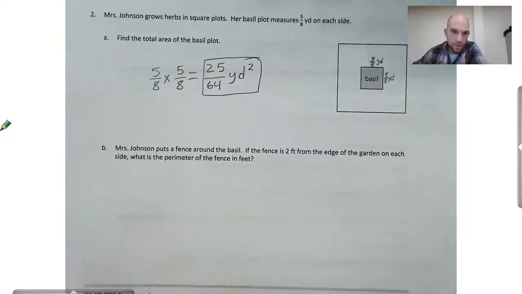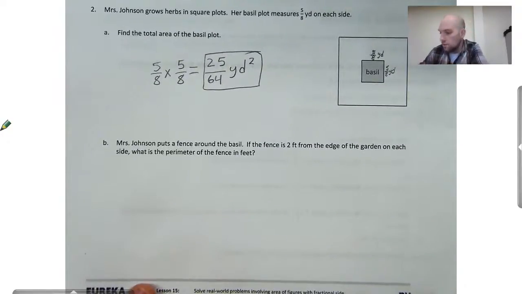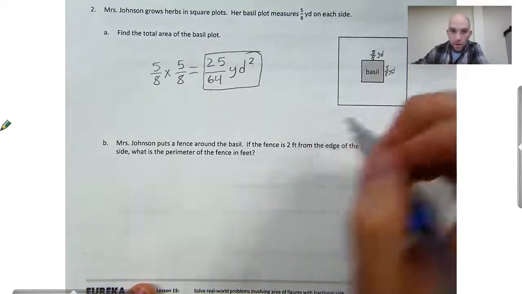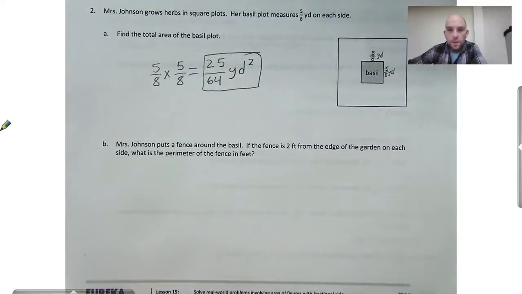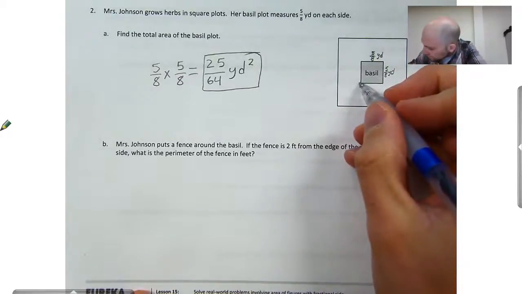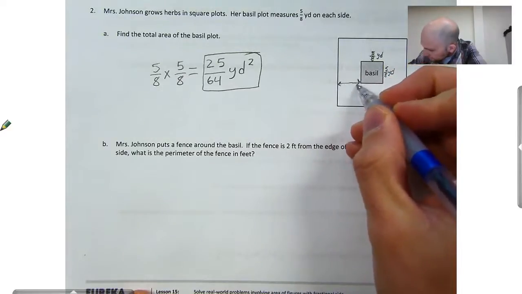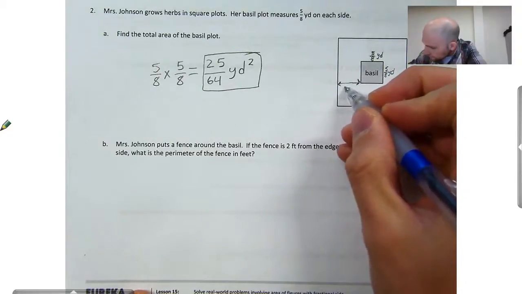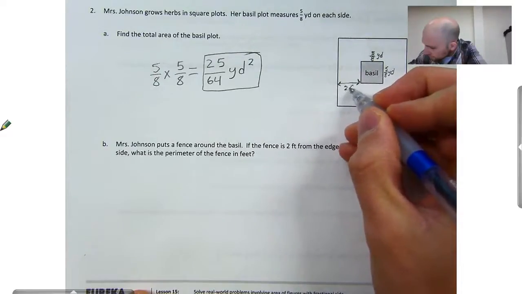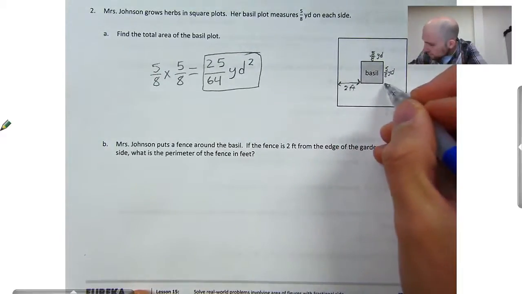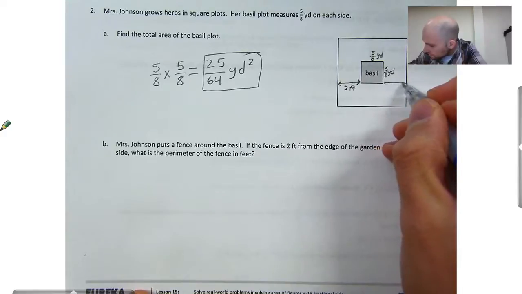It says Mrs. Johnson puts a fence around the basil, so that's this big square around the little square. The fence is 2 feet from the edge of the garden on each side. What is the perimeter of the fence in feet? So from here to here is 2 feet. And from here to here is 2 feet.